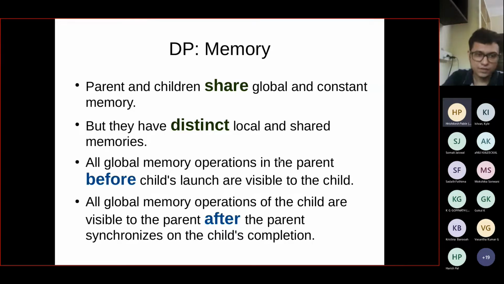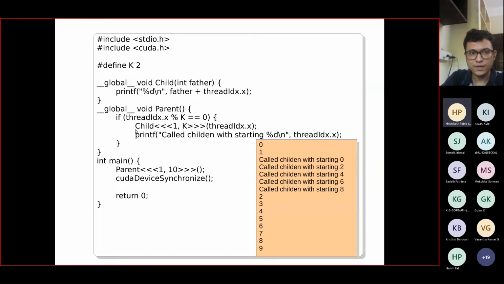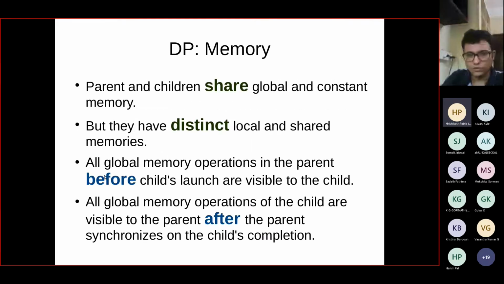So the next 2 points: what the next point says is that all global memory operations in the parent before the child's launch are visible to the child. So whatever operations are being done by the parent before the launch of the child kernel are visible to the child threads of the child kernel. Let us say that before the launch of this child kernel, there were some memory operations being done by the parent kernel. In that case, all the operations done by the parent kernel will be visible to the child threads when the child call is made. So think of it like a thread fence being executed before the child kernel is called. I hope that this point is clear.